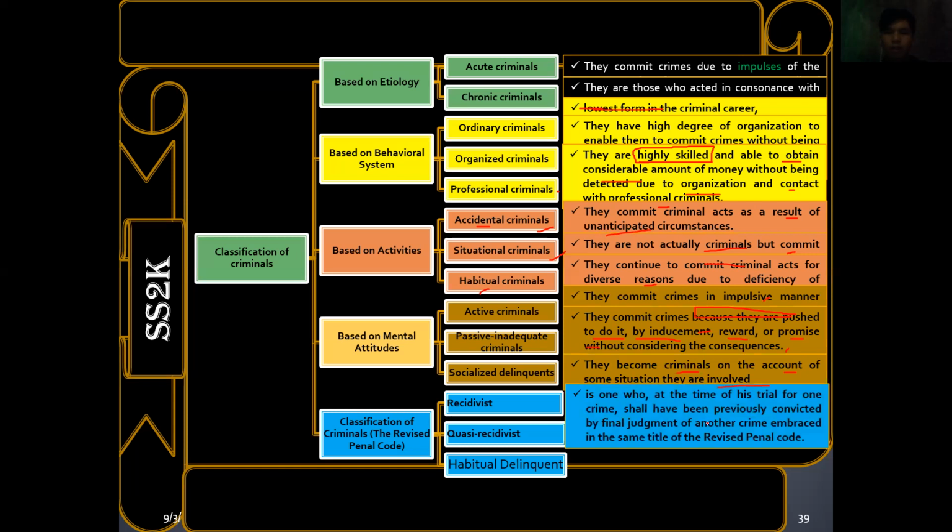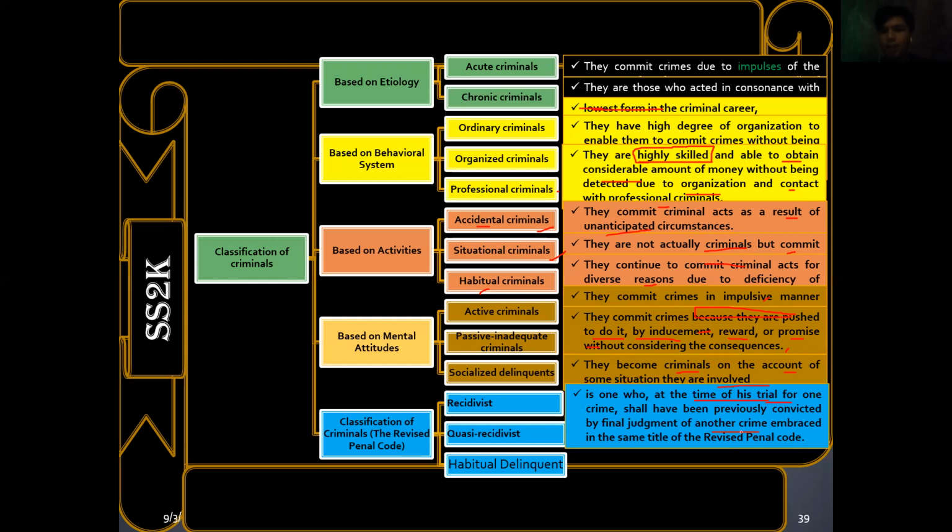O recidivist, ladies and gentlemen, refers to one who, at the time of his trial, ibig sabihin, didinggin pa lang ang kanyang kaso, for one crime, shall have been previously convicted by final judgment of another crime embraced in the same title of revised penal code. Okay? Meron siyang bagong kakaharaping kaso, didinggin pa lang yung isa, pero siya pala ay convicted na doon pa sa isa pang krimen. Like for example, nakakommit na siya ng murder pala, no? Convicted na siya, plus may didinggin pa ulit na kanyang kaso na parehas yung kanyang title.